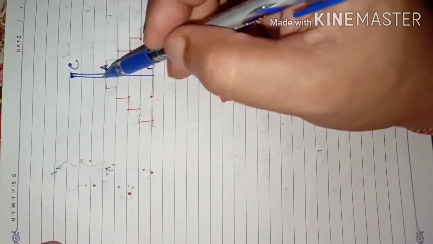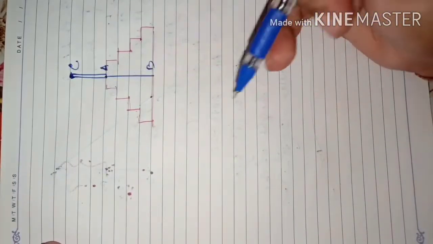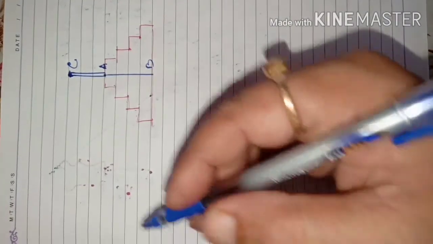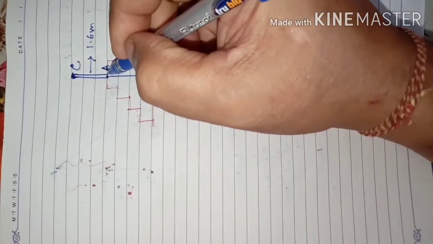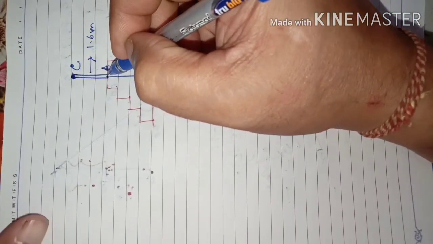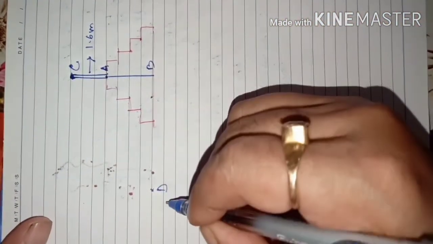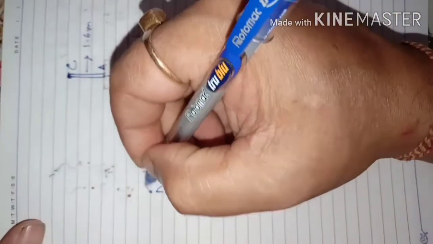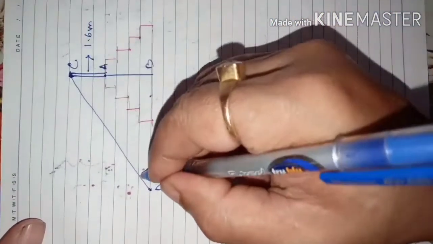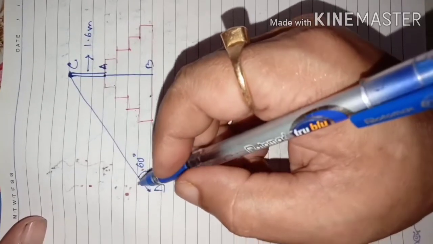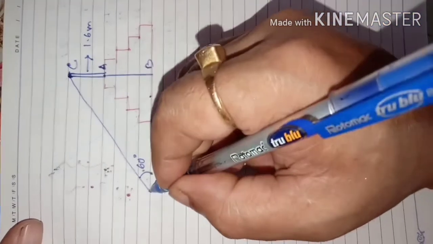You see, naming is one important thing here in trigonometric problem. As you draw something, you give it a name, then it is easy to understand. Next point is, this statue is 1.6 meter tall, C to A. From a point on the ground, left side or right side, I am taking point D. From this point, the angle of elevation of the top of the statue is 60 degree, and of the bottom of the statue it is found to be 45 degree.